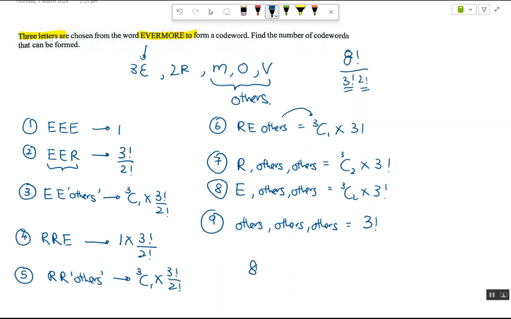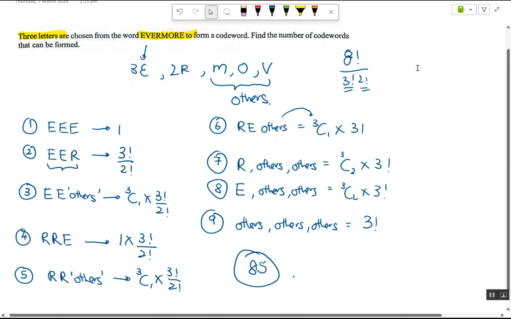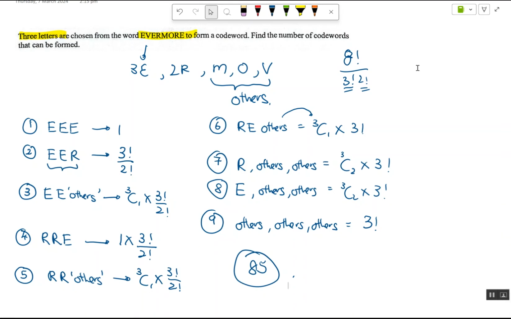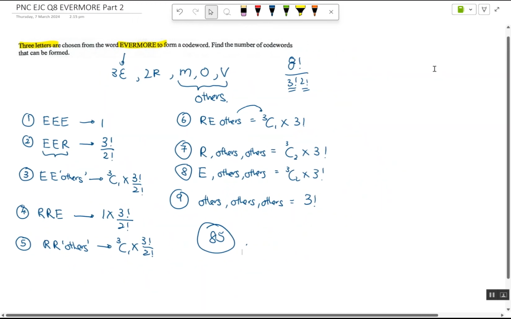which is 85. Whenever a certain letter is repeated, you have to consider it as a different case. If not, you're going to get into trouble, because whether there are 3 repeated letters or 2 repeated letters is going to make a big difference in your calculations. And that is how you do a question like this.